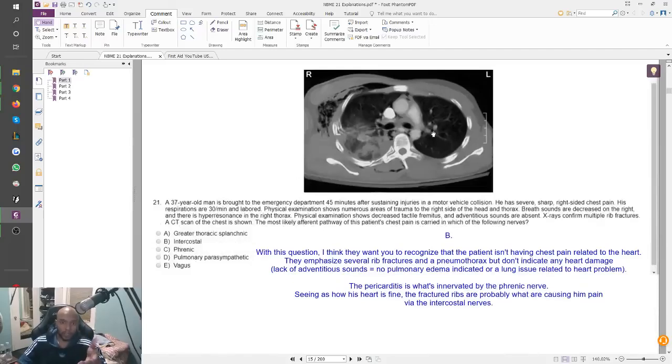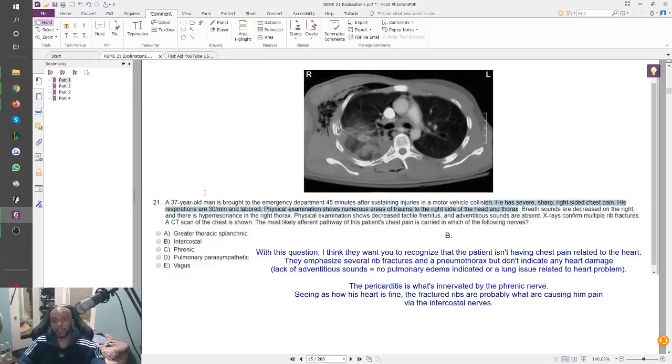Here, you know what you're looking at is a CT of your chest. So, a 37-year-old man is brought to the emergency department 45 minutes after sustaining injuries in a motor vehicle collision. Severe, sharp right-sided chest pain. Respirations are 30 per minute and labored. Physical exam shows numerous areas of trauma to the right side of the head and thorax.